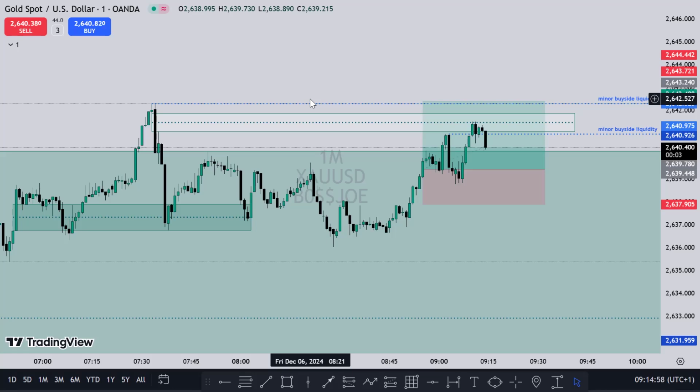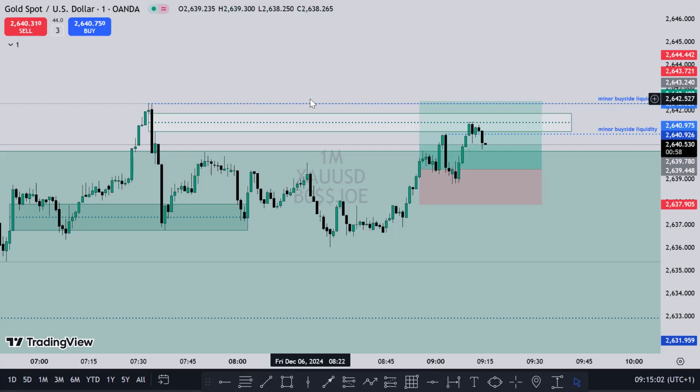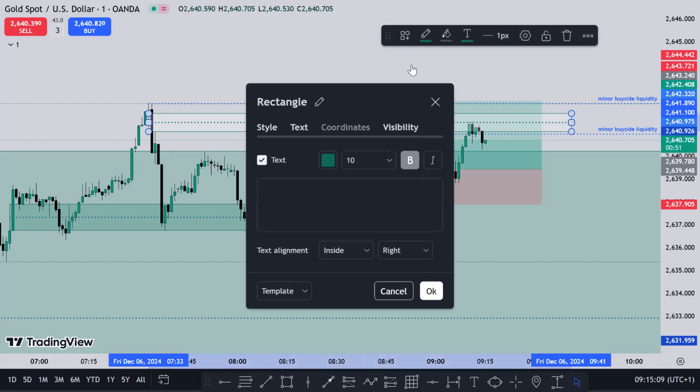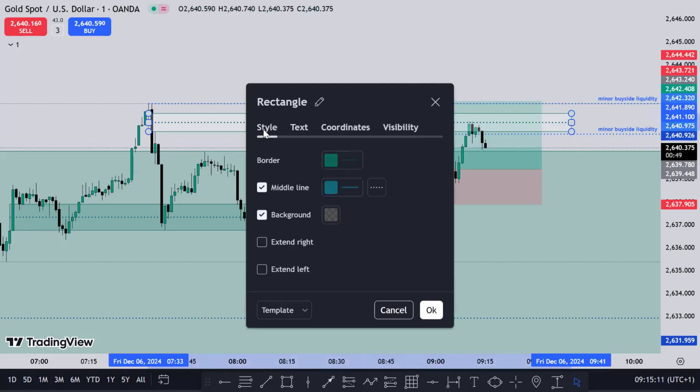Yes, my last question. This fair value gap, that's like measuring the midpoint. How do we set it? Let's get to that. Under settings, you come to style.